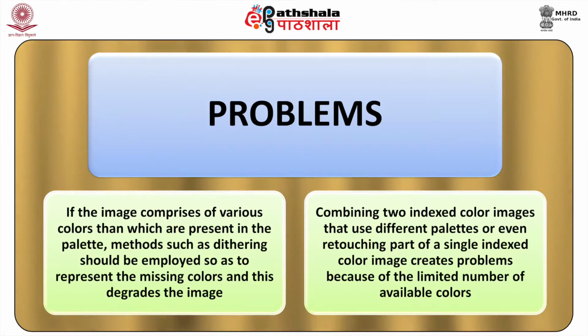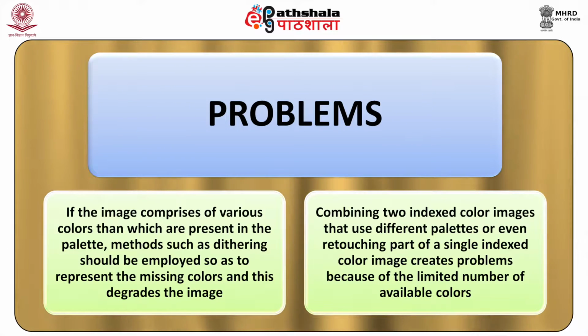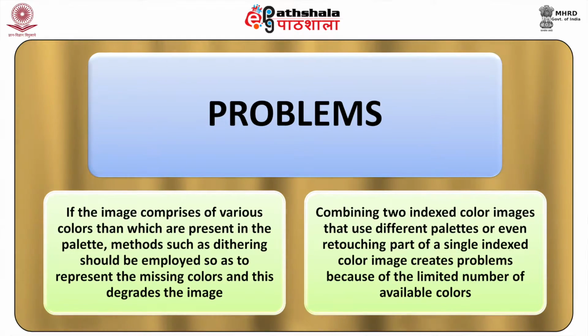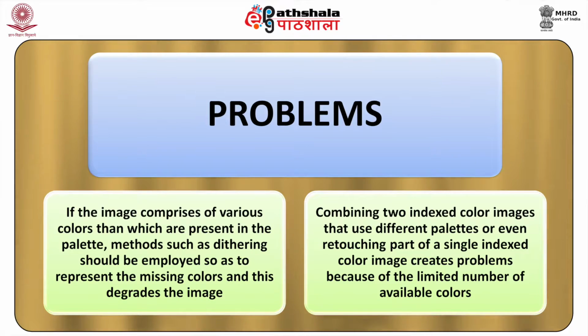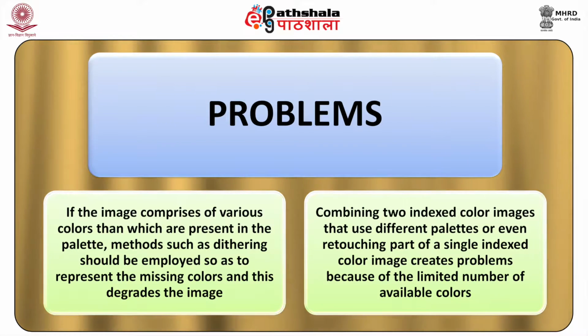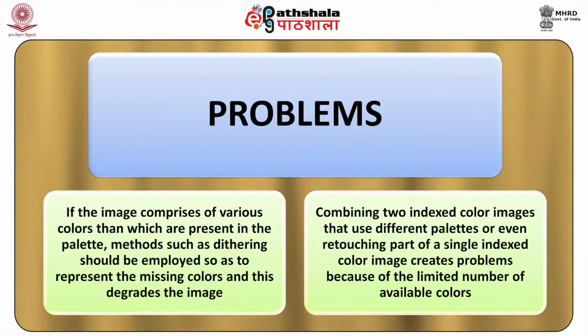There are several problems with using indexed color to represent photographic images. First, if the image comprises more colors than are present in the palette, methods such as dithering should be employed so as to represent the missing colors, and this degrades the image. Second, combining 2 indexed color images that use different palettes, or even retouching part of a single indexed color image creates problems because of the limited number of available colors.